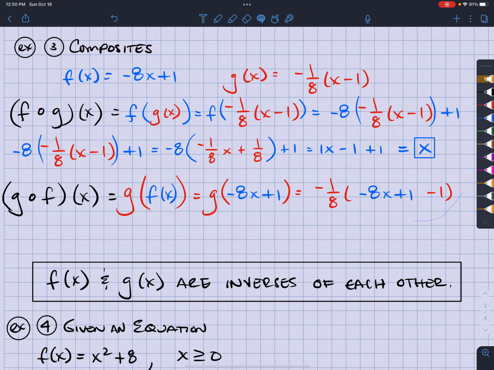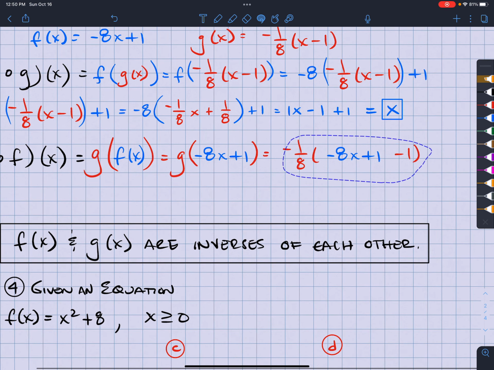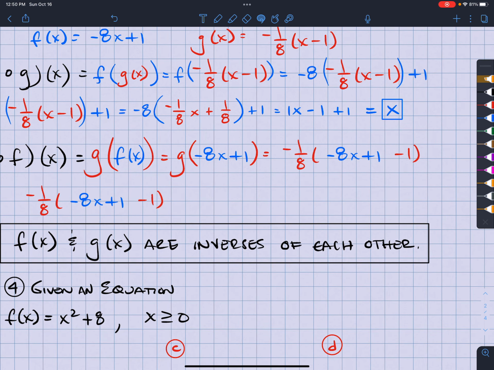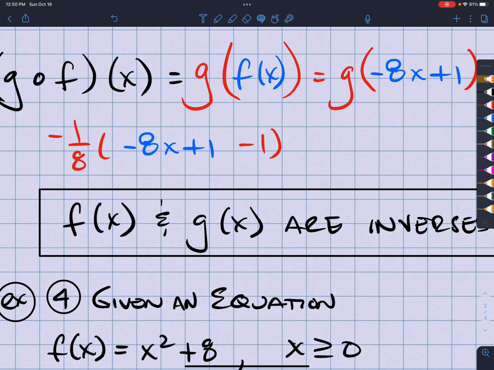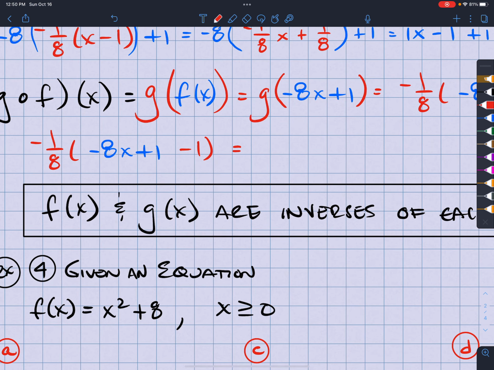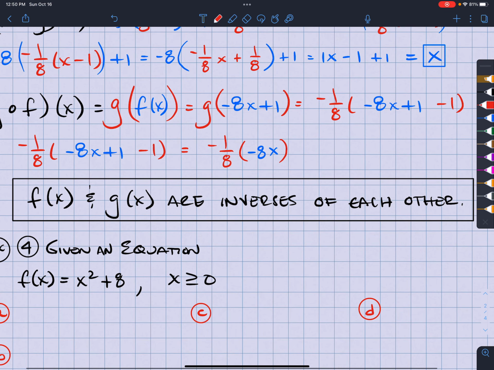So what do I do with this? So let's go and bring this over here. So first thing, of course, I can add like terms in here. So what does that give me? Well, that's going to give me negative 1/8 times, this gives me 0, so I'm left with just a negative 8 x, right? So what is negative 1/8 times negative 8? Well, that's going to give me just an x left.